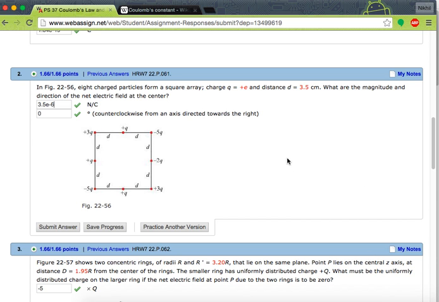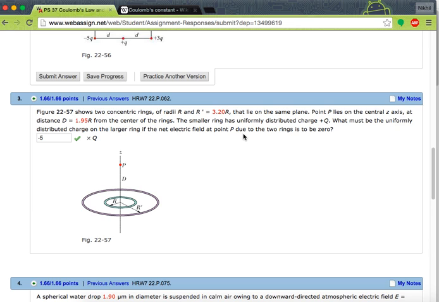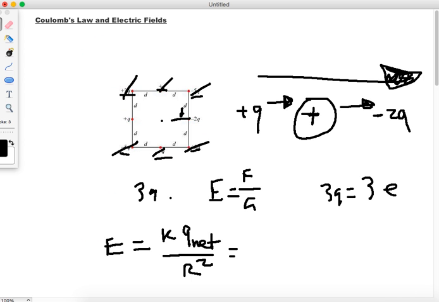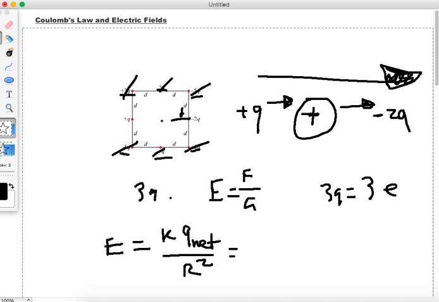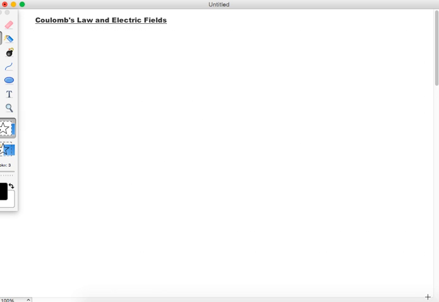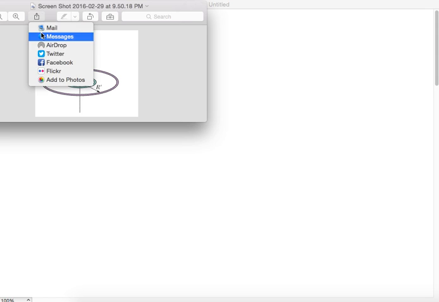Anyway, so, let's go on to problem 3. Two concentric rings of radius r and r prime equals 3.2 r lie on the same plane. Point P lies d away. The small ring has a uniform charge of Q, and what needs to be the uniform charge of the larger ring so that the net electric field is 0? So here's how you do this problem. Let me delete this really quickly. Okay. So let me get this photo.